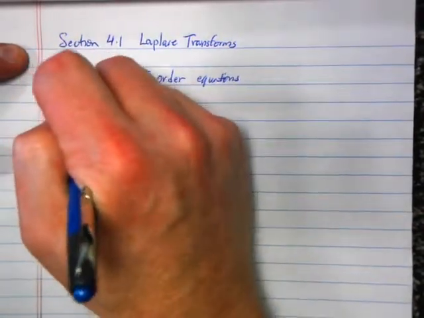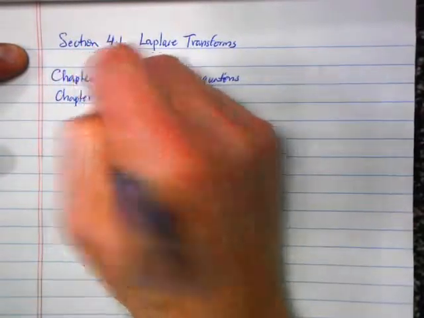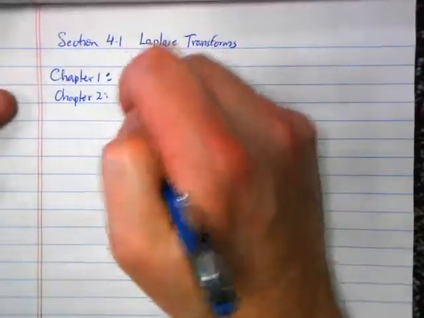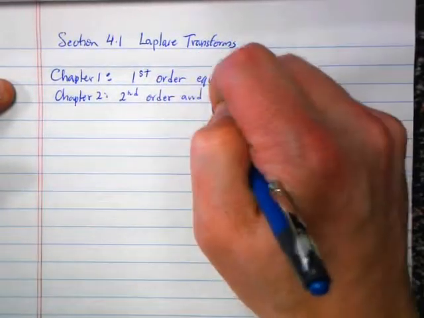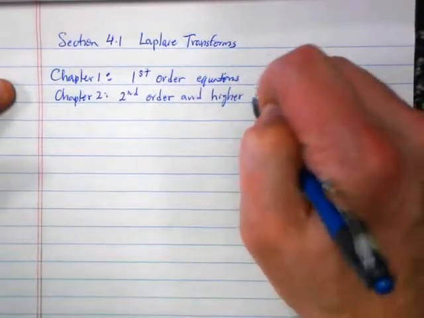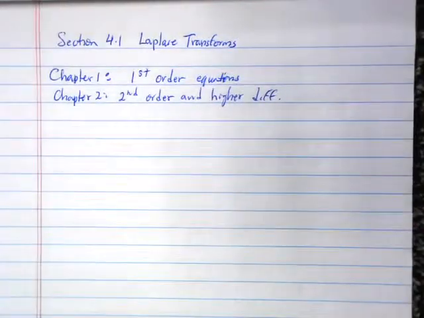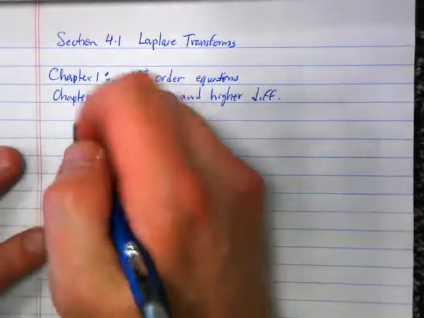What did we do in Chapter 2? We solved second order and higher differential equations. Right? We could solve y triple prime equations if they factored, or y to the fourth equations if they factored. Laplace transforms. What are we going to do in Chapter 4?